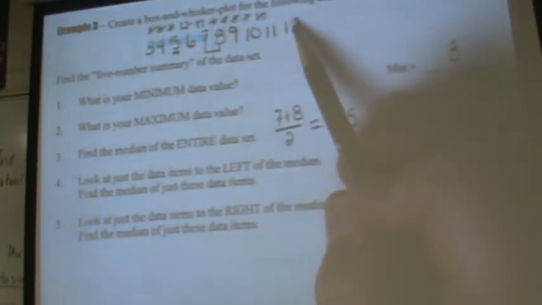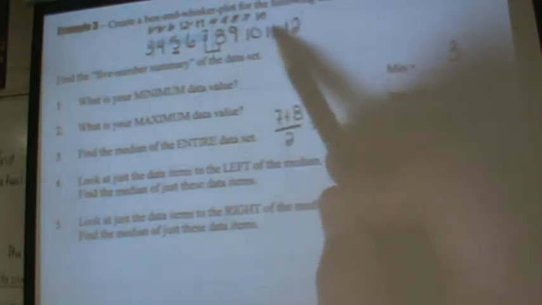Number 5 wants us to look at the data items to the right of the median, and we need to find the median for those items. And that's going to be our Q3 value, or our third quartile value. So this time, again, our median is here in between the 7 and 8. So now we're going to be looking at the 8, 9, 10, 11, and 12. So those 5 values. And we need to find the median of those 5 values.